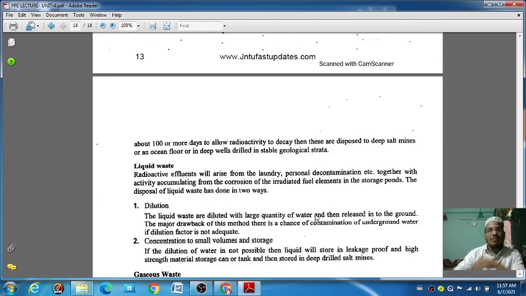In solid form, it takes about 100 or more days for the radioactivity to decay. The solid radioactive emission that comes out from the reactor after the completion of the power plant will remain in the atmosphere for about 100 days or more than 100 days. After that it will be evaporated.